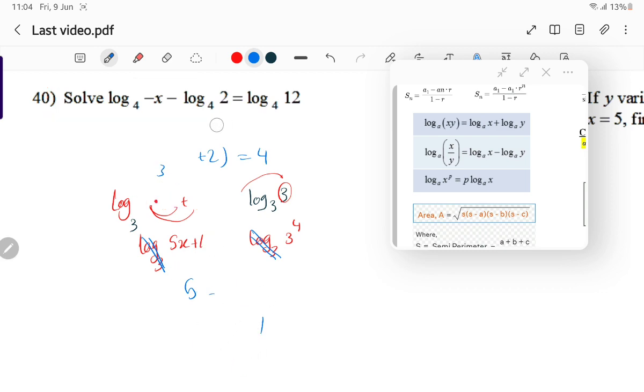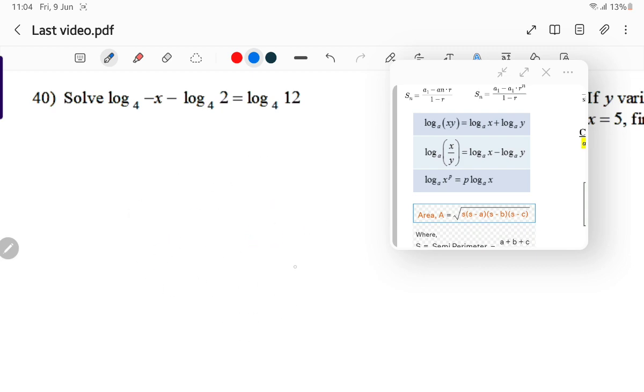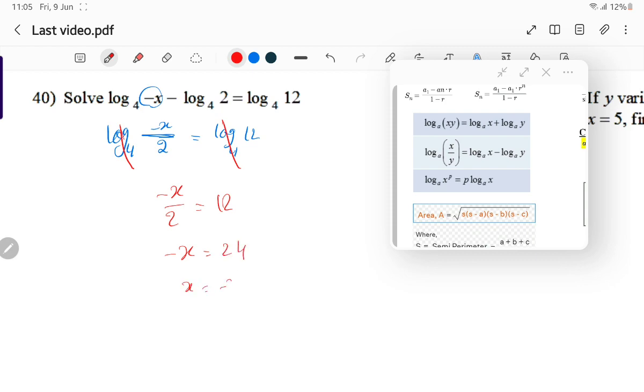To do the same with this example, look at the property here. Addition comes from subtraction. So this is log 4 of negative x over 2, and the base is 4. Here we have log 4 of 12. This is easier because you can cancel this now, and negative x over 2 equals 12. So negative x equals negative 24, and x equals negative 24. When you substitute negative 24 here, it becomes positive 24, so it's okay and the answer is accepted. If it's negative, you will reject the answer.